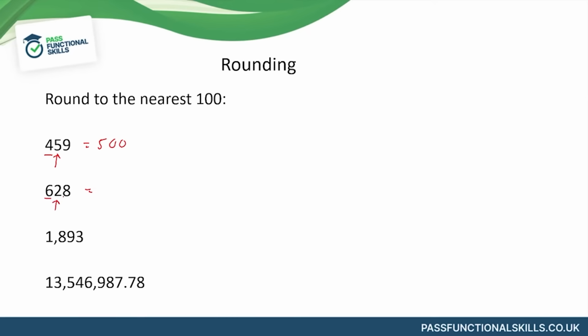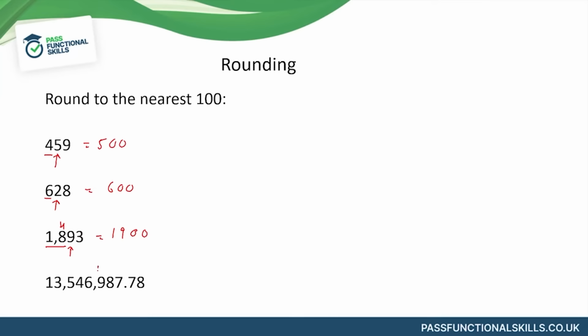628, we've got a 2 in the tens column, so that will round down to 600. Again, 628 is between 600 and 700, but closer to 600. 1893, so for rounding to the hundreds, we are looking at the next column along in the tens. We've got a 9, so that will move the 8 up 1, so this 8 will become a 9, and everything after that will become a 0, so 1900.